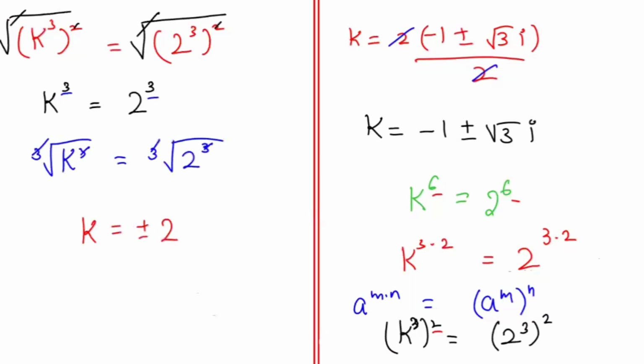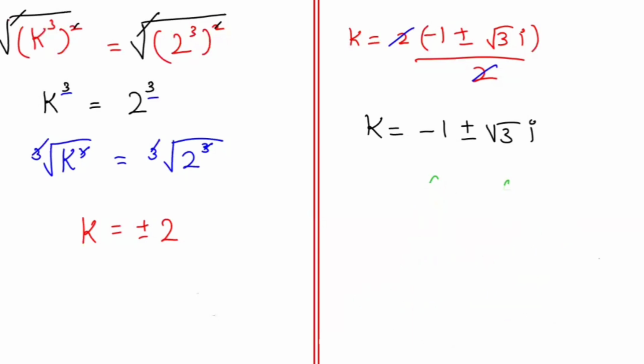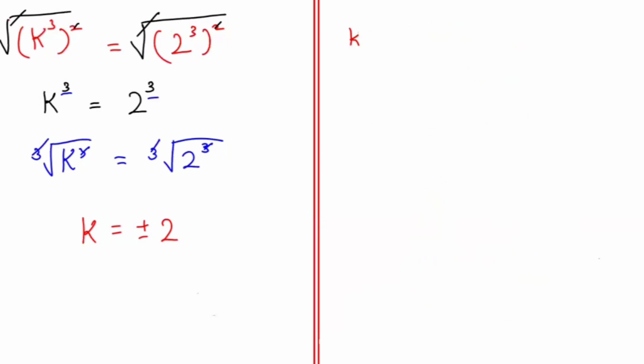So from this method, I will get only the real solution. And from the before one, I will get the complex solution. Now, if I want to verify my answer, is it correct or not? So I am going to verify it. So k to the power of 6 is equal to 2 to the power of 6. So I'm going to take the positive 2 here. So 2 to the power of 6 is equal to 2 to the power of 6 is very clear. Now k to the power of 6 is equal to 2 to the power of 6.